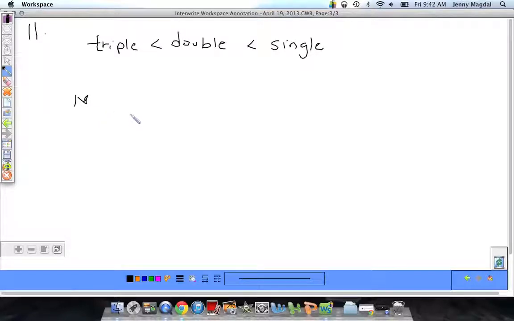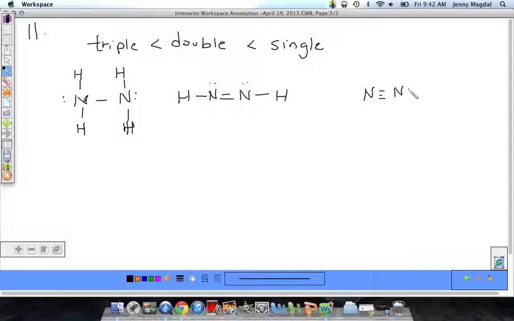N2H4 would have a single bond with some extra electrons on it. N2H2 has a double bond, and N2 has a triple bond. So the answer is B. N2, N2H2, and then N2H4.